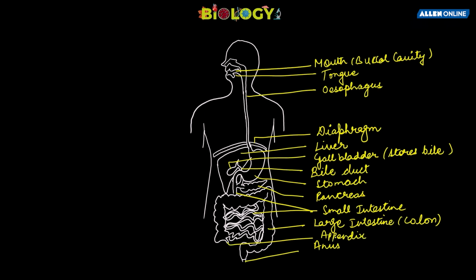So like this we have to label all the parts, and now we are going to write the name of the diagram here, the human alimentary canal. So we will write human alimentary canal at the bottom, and now we will underline it.